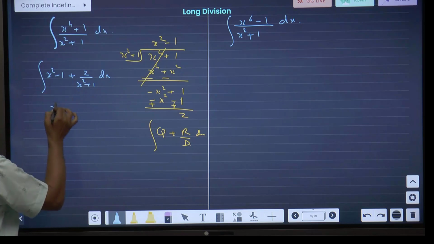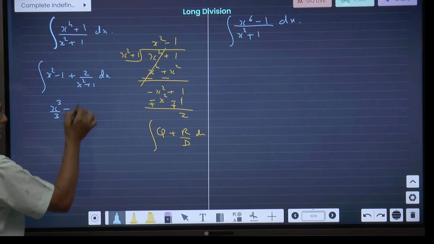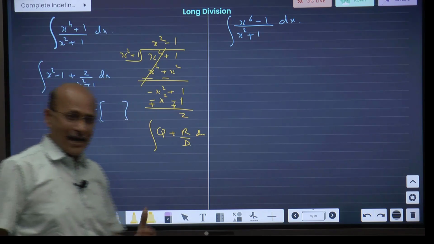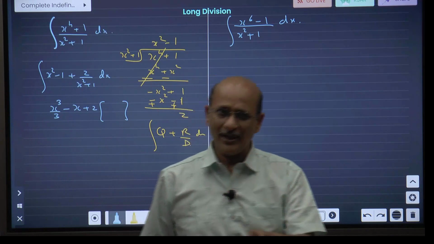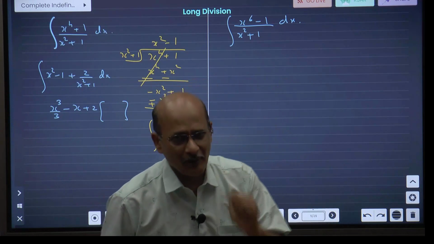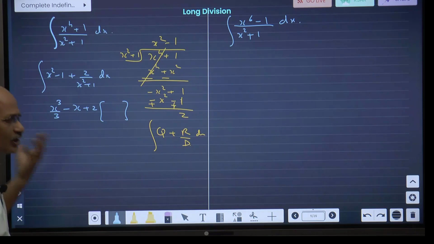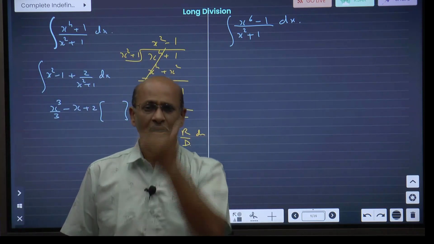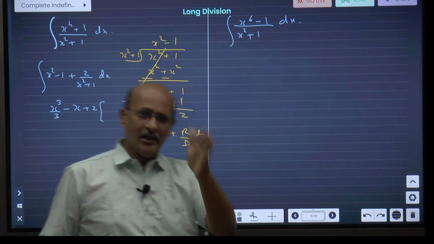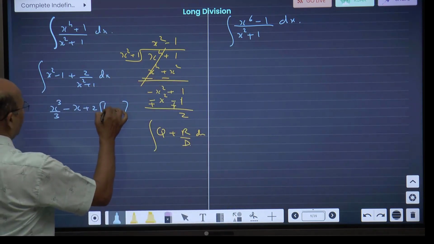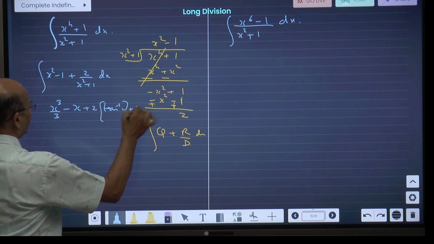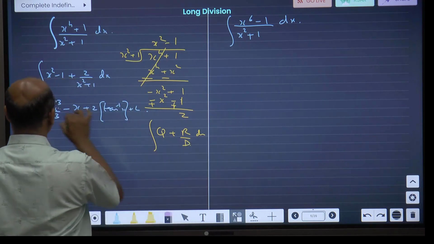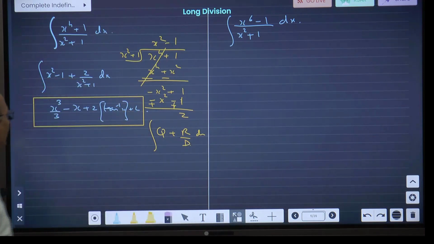I can say the integration of x square is x cubed by 3 minus x plus 2. What is the integral of 1 upon x square plus 1? I think the standard values or formulas of integration you should know. Dx upon x square plus 1 is tan inverse x. In short, the derivative of tan inverse x is 1 upon 1 plus x square. So what is the integral of 1 upon 1 plus x square? Tan inverse x. So I believe it is tan inverse x plus c. So this is what exactly I am looking for.